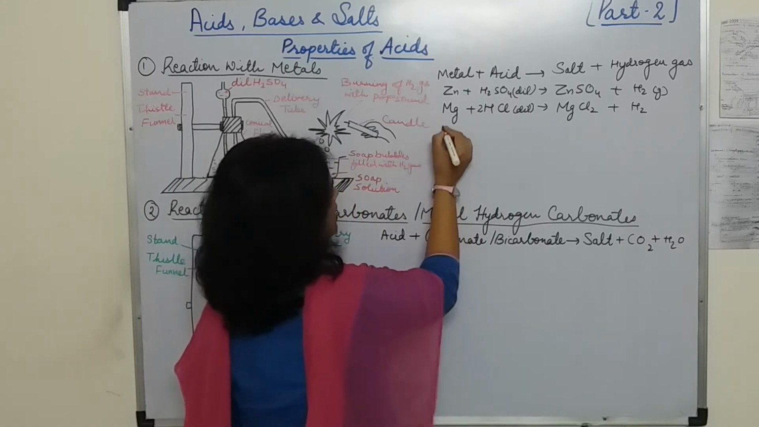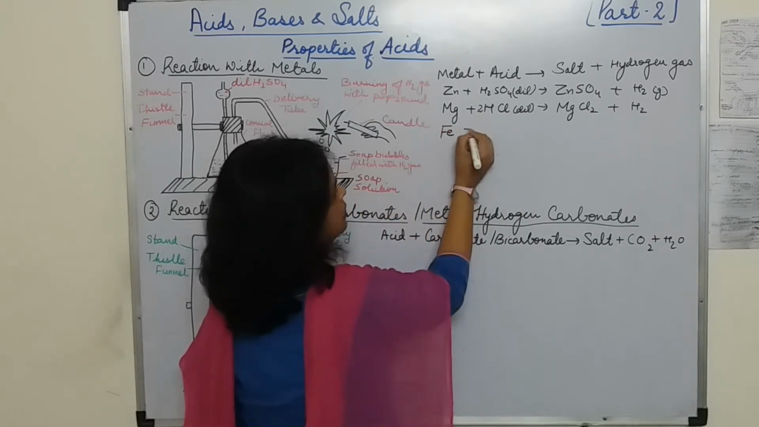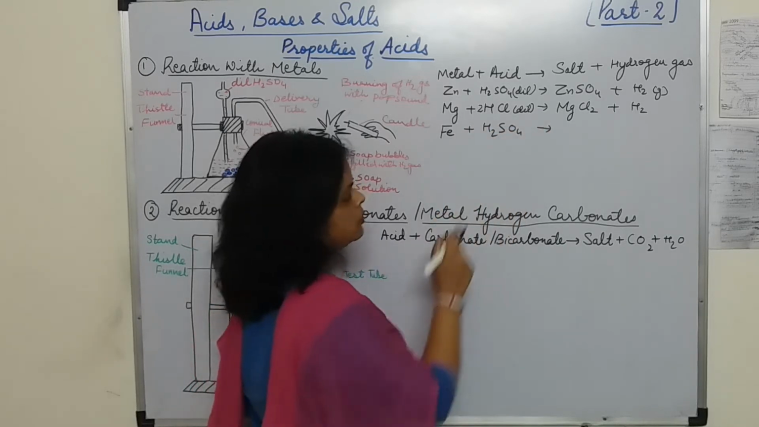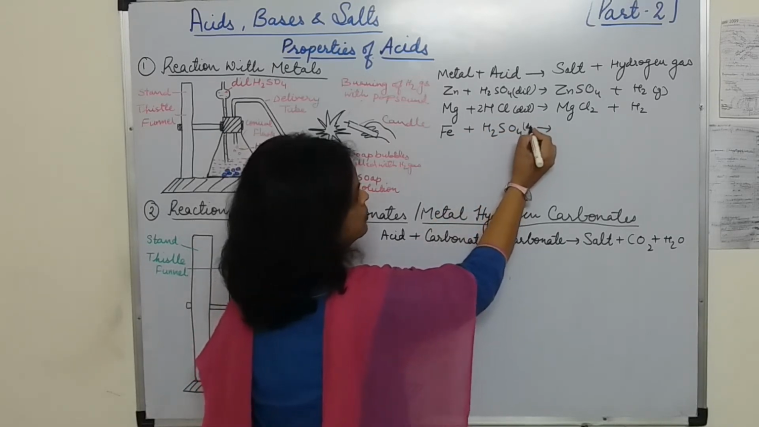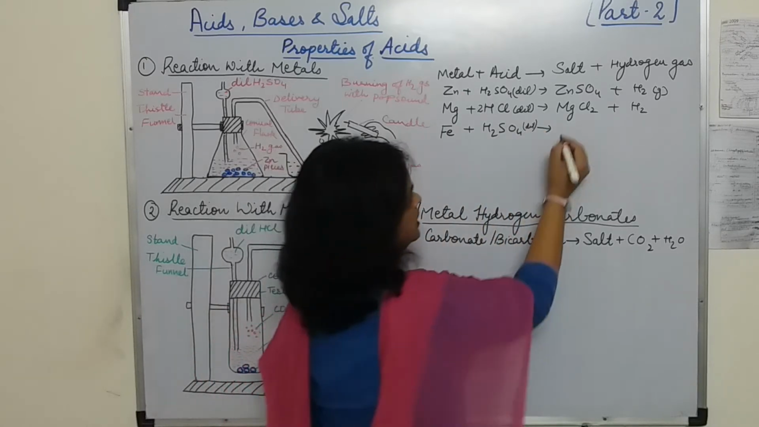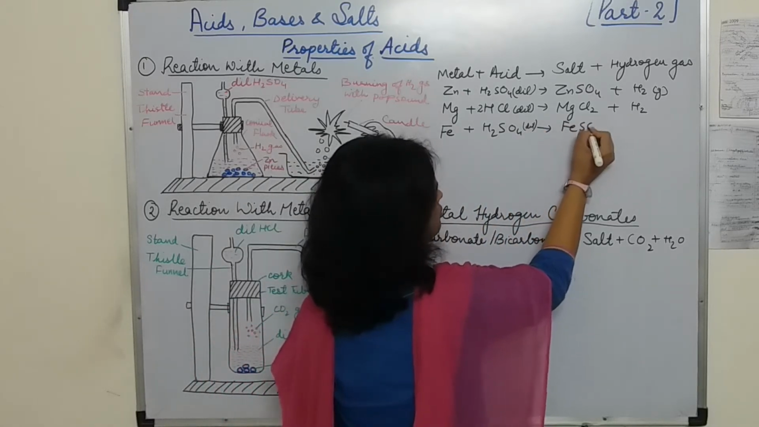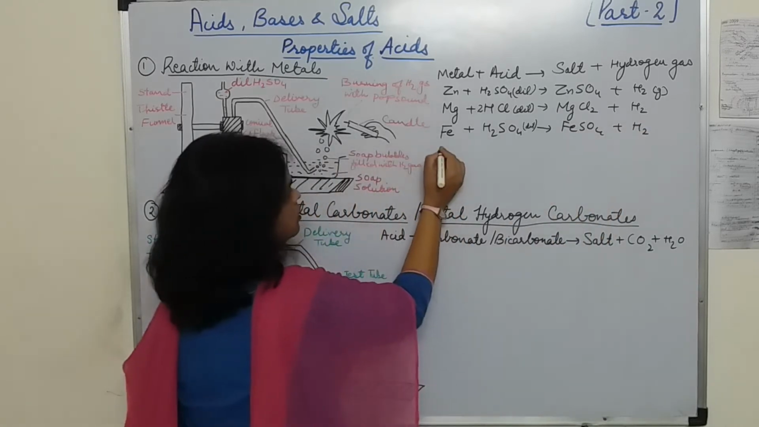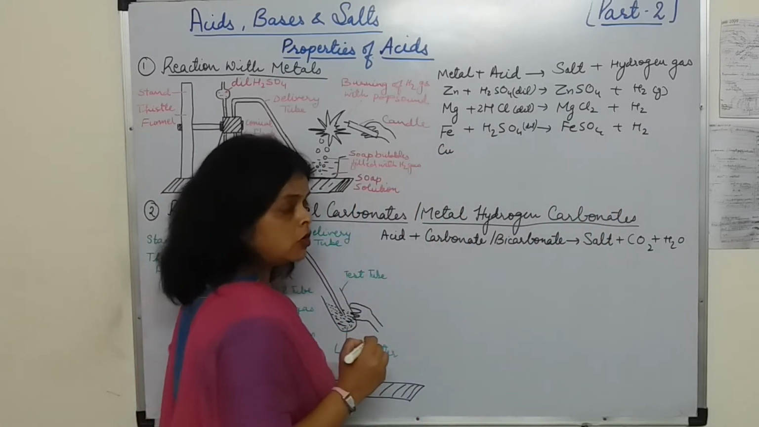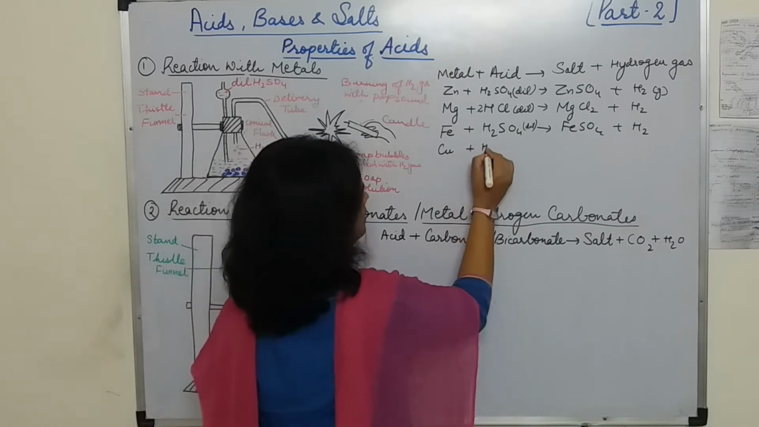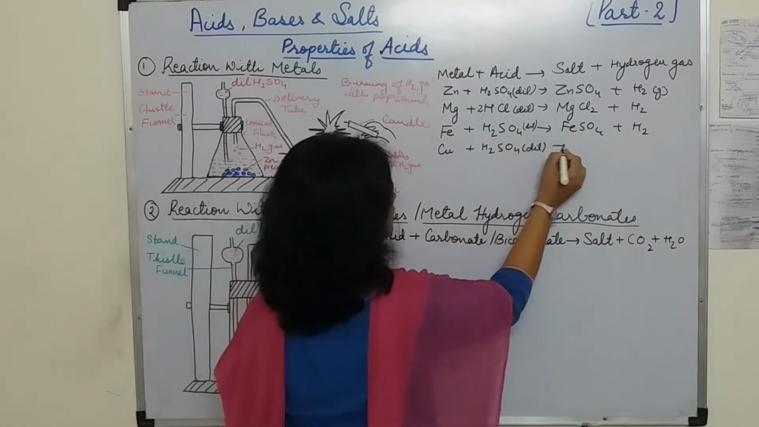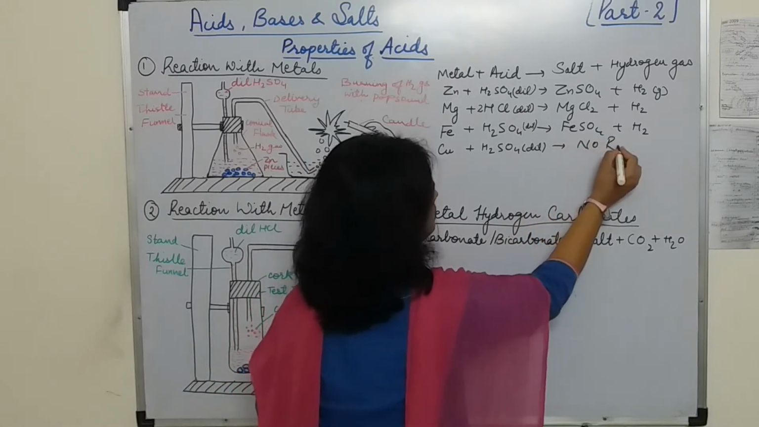If I take Fe metal along with H2SO4, what is the product formed here? It is again dilute. What is the product formed? FeSO4 along with hydrogen gas. Suppose I take copper. If I take copper metal along with H2SO4, what will happen students? No reaction.